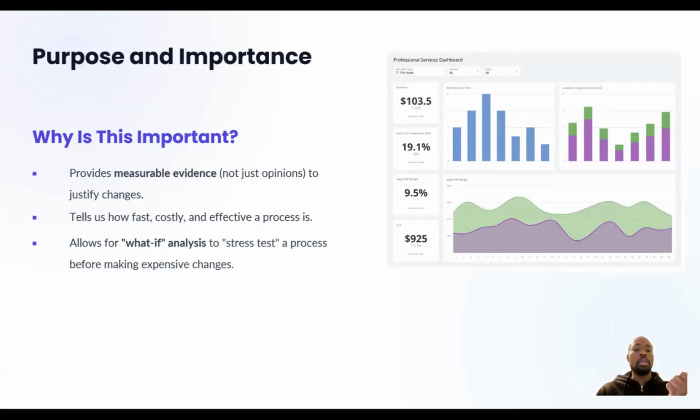So the chapter starts off by emphasizing the purpose and the importance of quantitative process analysis. In business process management, organizations always want to improve efficiency, cost, and customer satisfaction. But in order to convince the decision makers or justify changes, they need to present measurable evidence and not just opinions. Quantitative analysis provides that evidence. It tells us how fast, how costly, how often, and how effective a process runs.